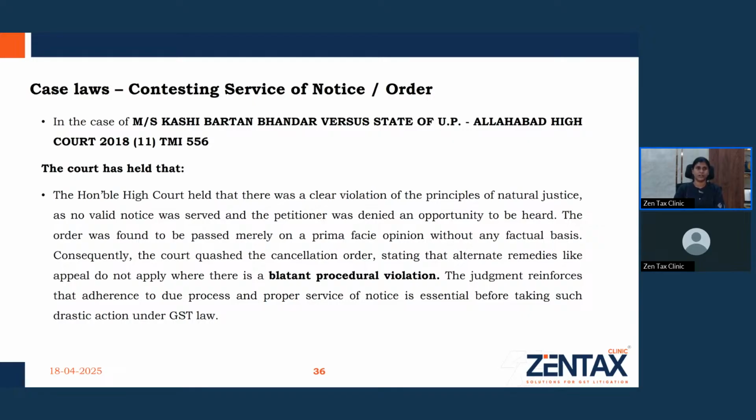The court has quashed the cancellation order. They also stated that alternate remedies like appeal do not apply to this case as there is a blatant procedural violation. So this is one interesting case where the High Court has quashed the cancellation order because the notice or order was not served properly to the taxpayer.